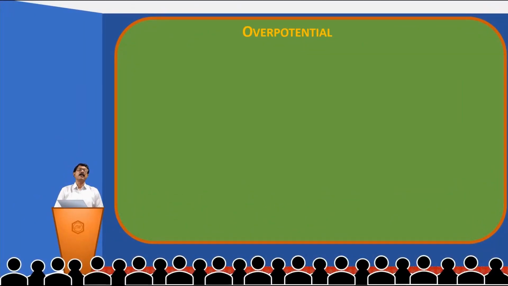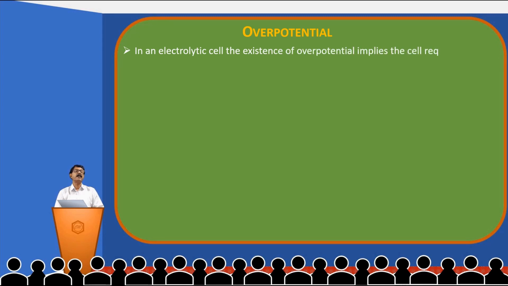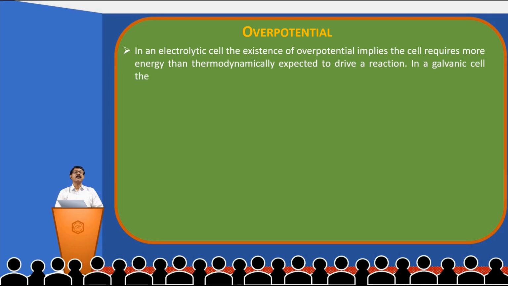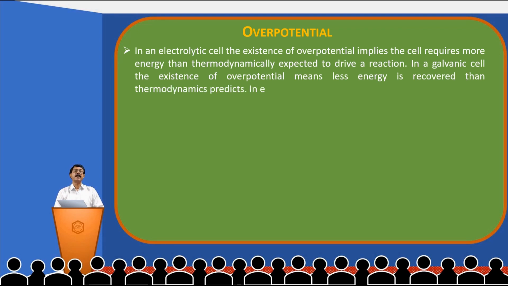Now let us think about the consequence of the existence of overpotential. In an electrolytic cell, the existence of overpotential implies that the cell requires more energy than thermodynamically expected to drive a reaction. But in a galvanic cell, the existence of overpotential means less energy is required than thermodynamics predicts. In each case, the extra or missing energy is lost as heat. Generally, we may consider 3 types of overpotentials.